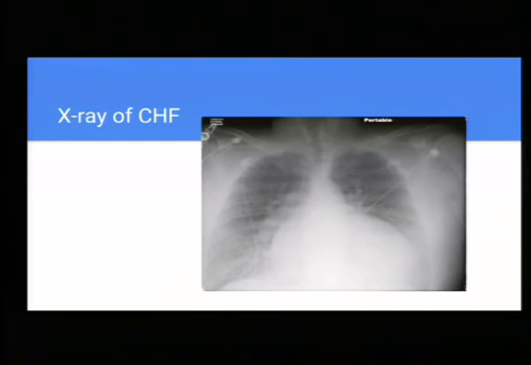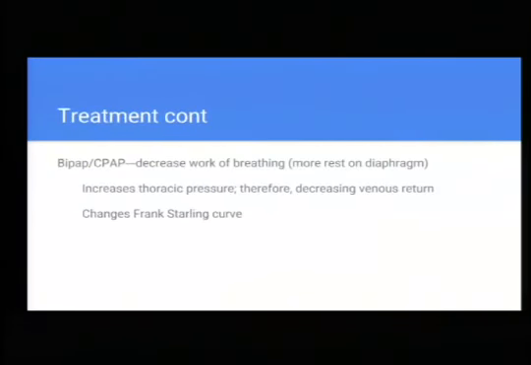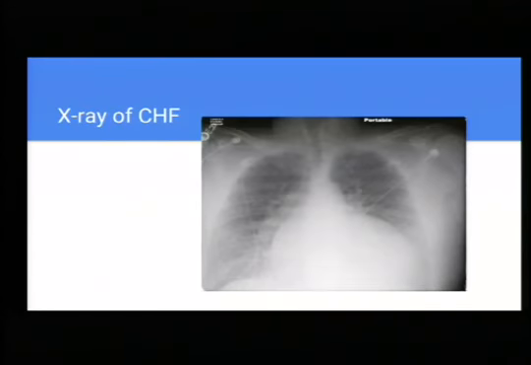So what do you see on this X-ray? Anybody? What do you think of? So they're fluffy. So kind of fluffy out in here. What do you think of this?